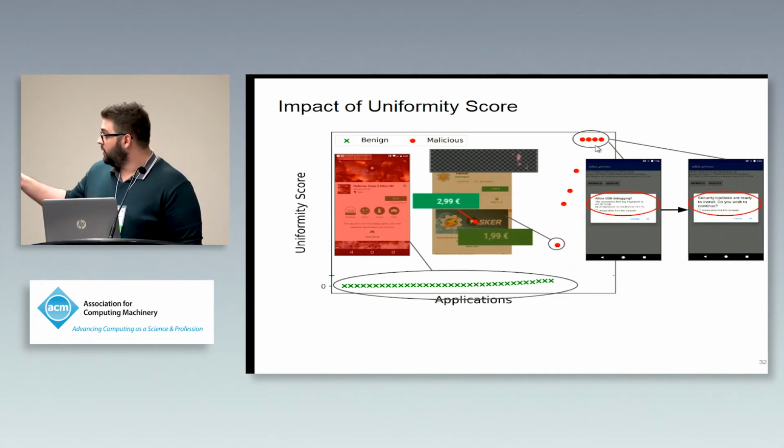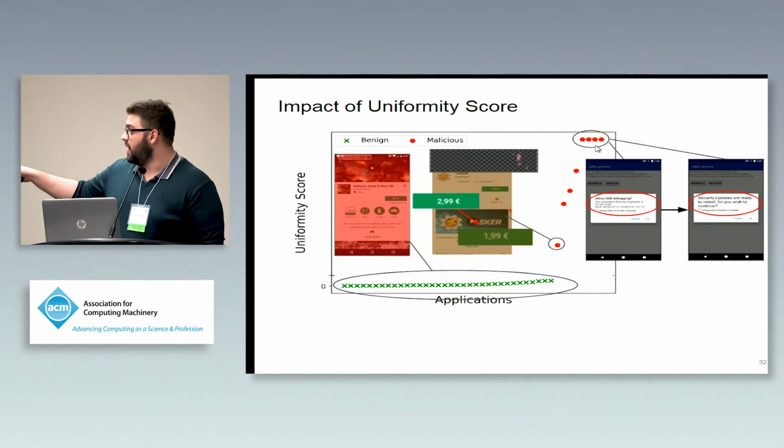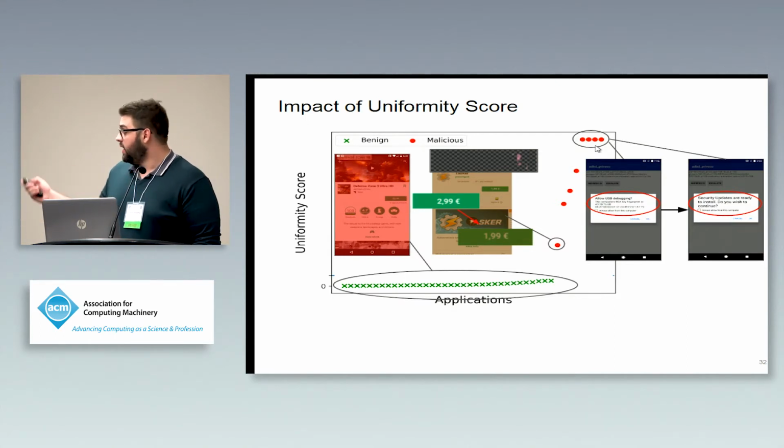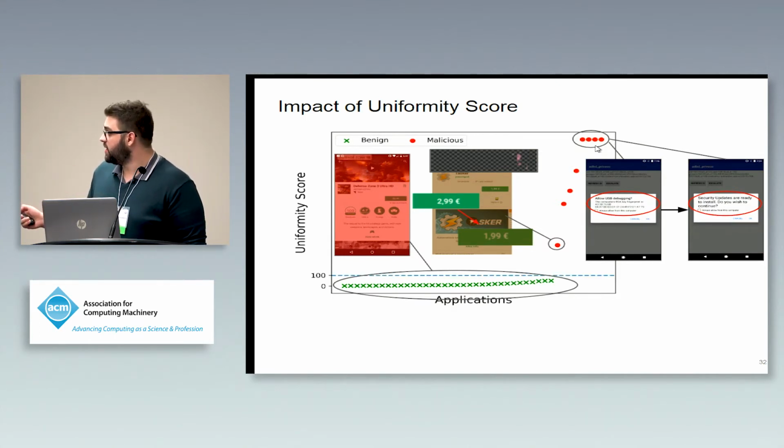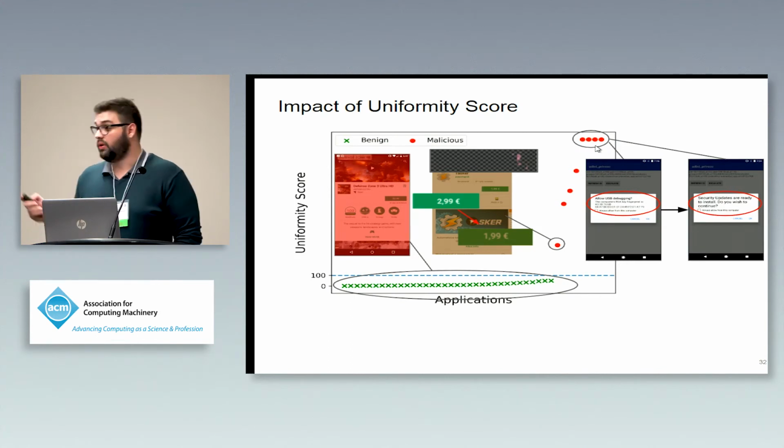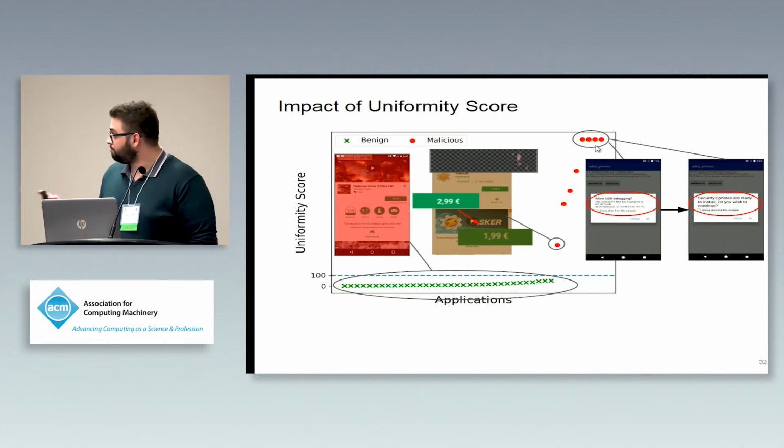And as you can see, the distance between the latest benign app and the first malicious one is very large. So we decided to put an empirical threshold of 100 for the uniformity score.